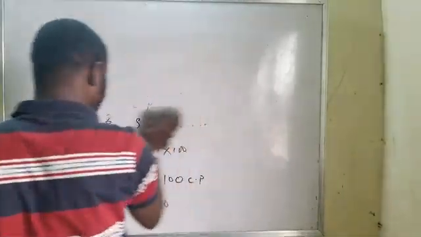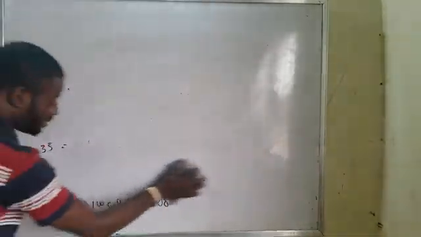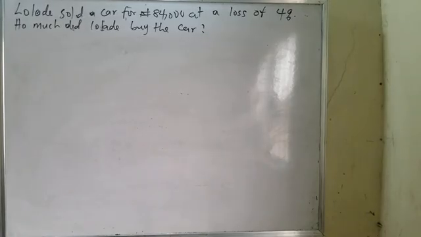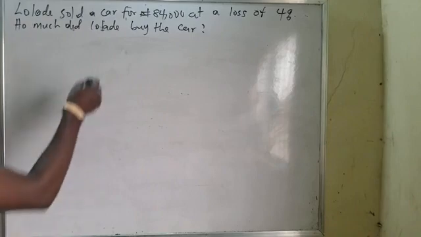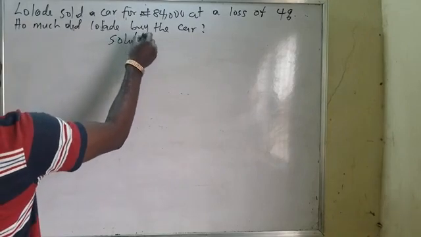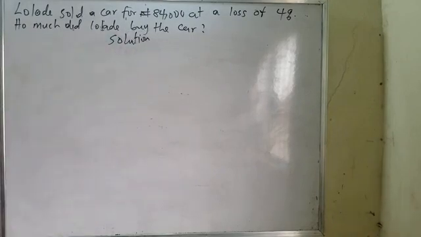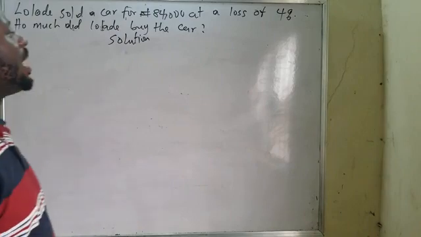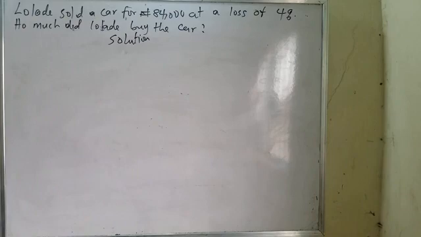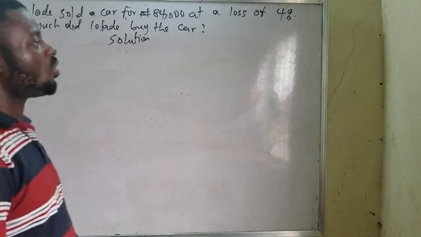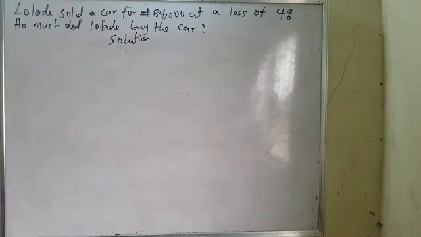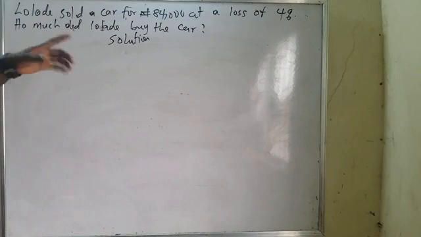It's a very simple part of mathematics, but maybe I can make a second video on this part that will show some word problems. Now look at this problem. It's a very simple one. Let's see how it goes. Lolade sold a car for 84,000 naira at a loss of 4%. How much did Lolade buy the car?